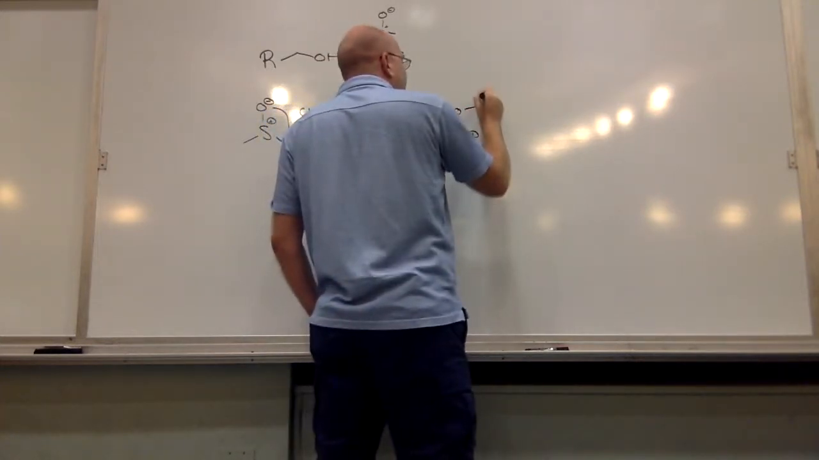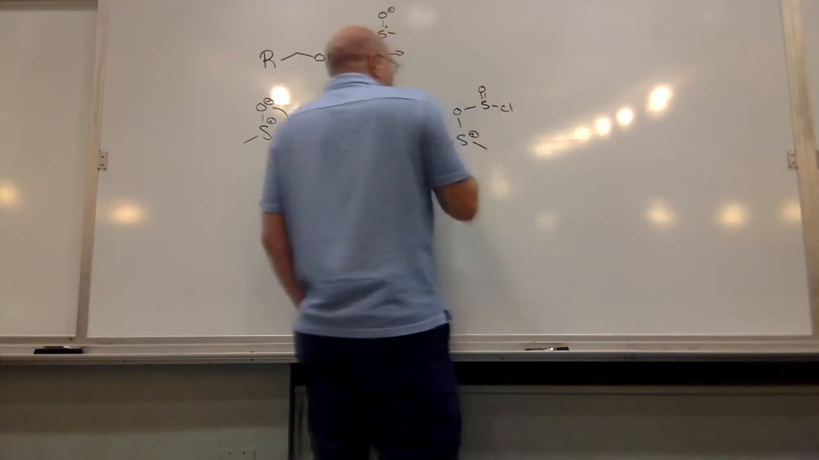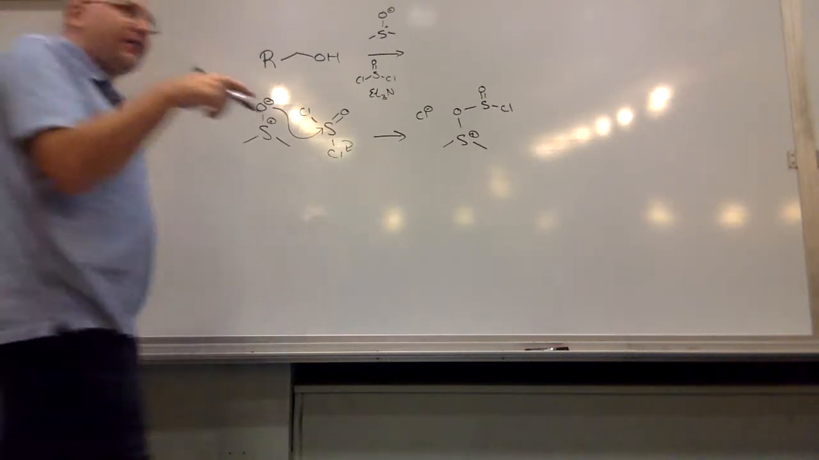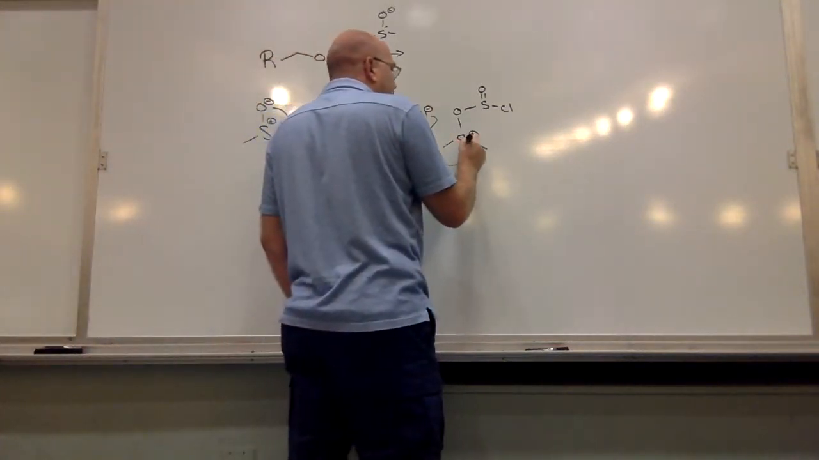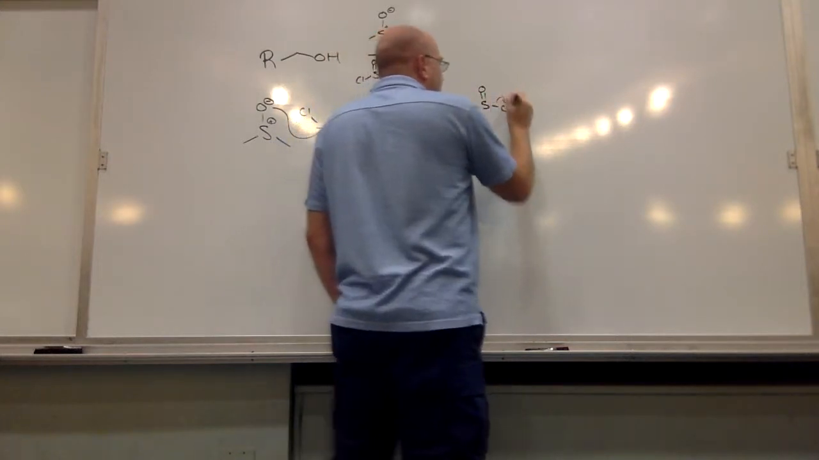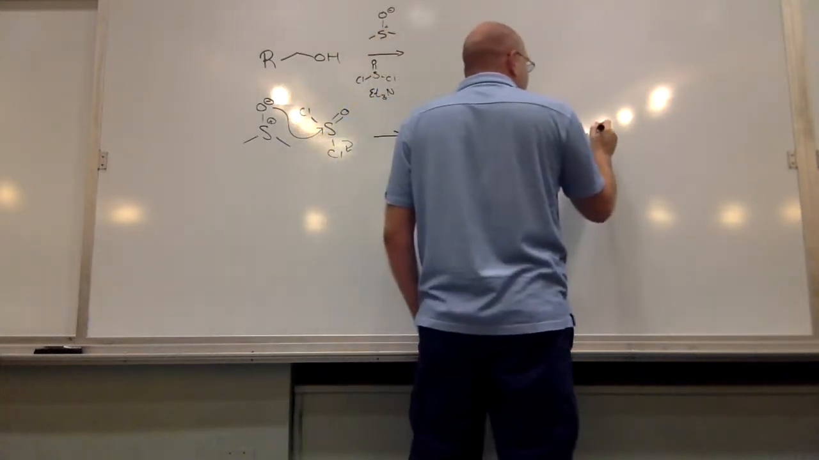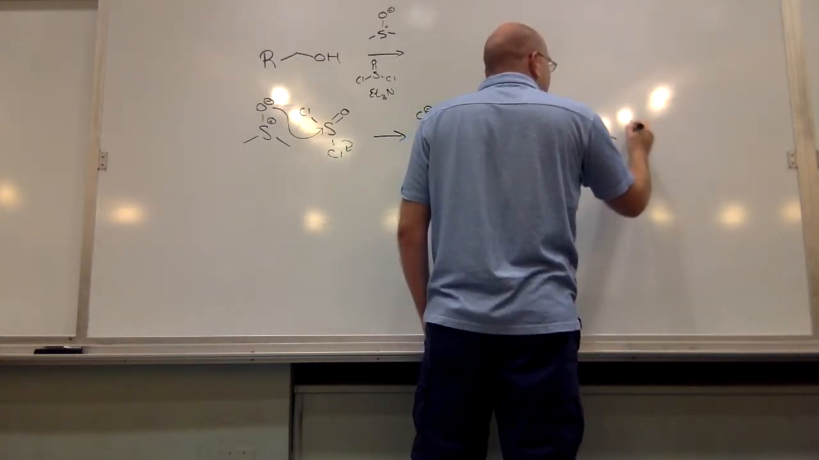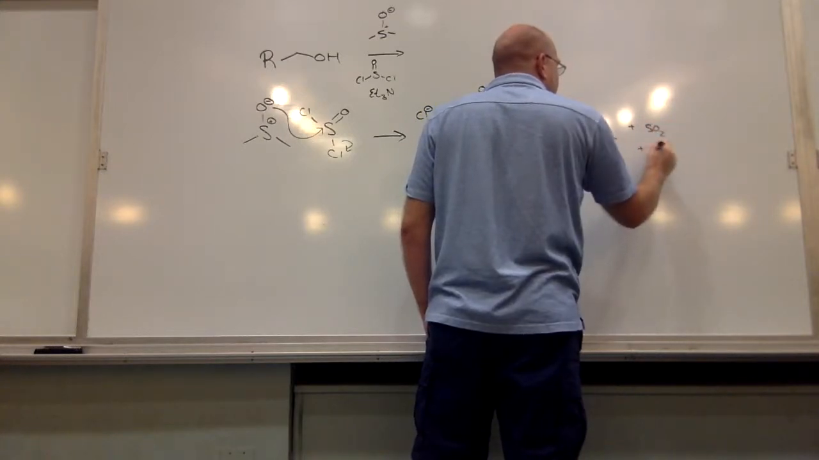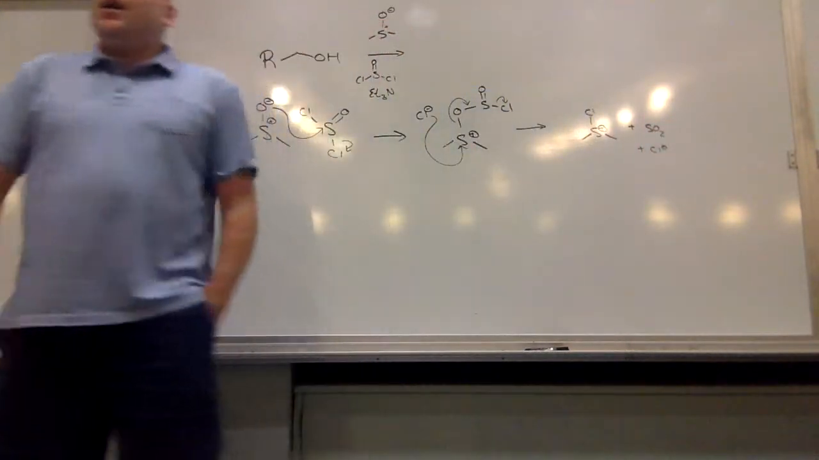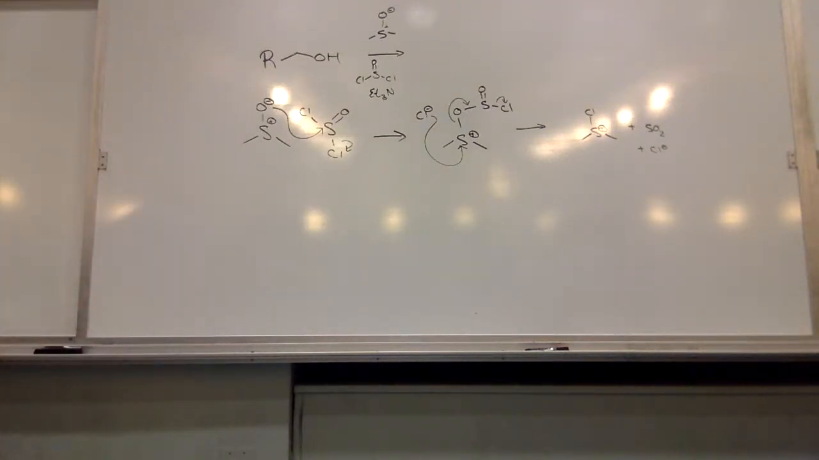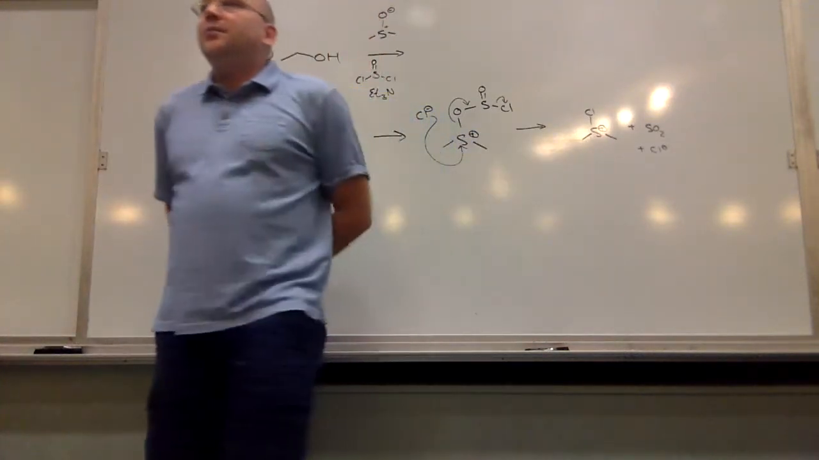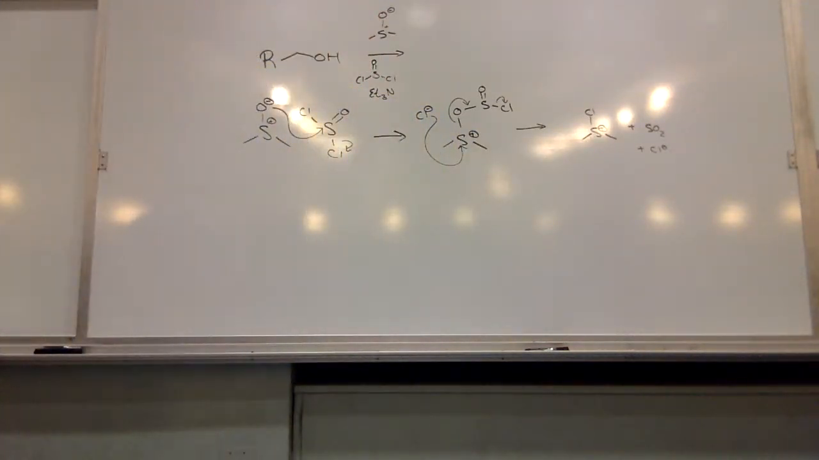We'll lose our chloride, so we'll have our Cl minus. The chloride is going to attack, just like it would in a chlorination reaction, and we're going to generate SO2 gas, plus SO2 plus Cl minus. So this is the first step of the Swern, and the reagent that we see here ends up being important for the Swern reaction.